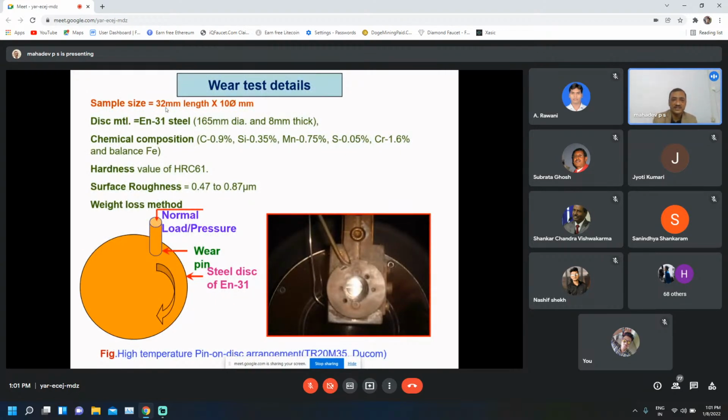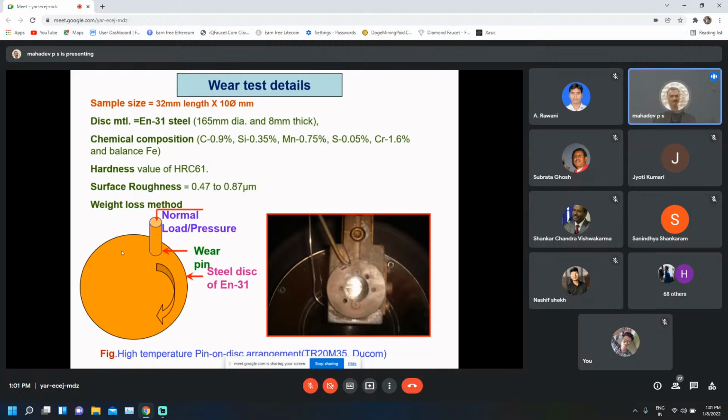Sample size you have to select initially, as per ASTM G99 standards. Sample size taken is 32 mm length with 10 mm diameter. This is a wear pin or sample.